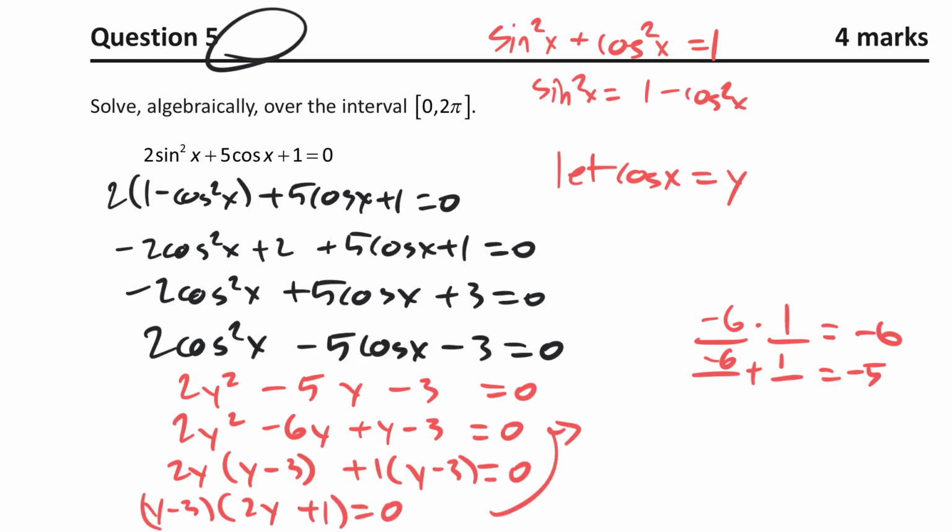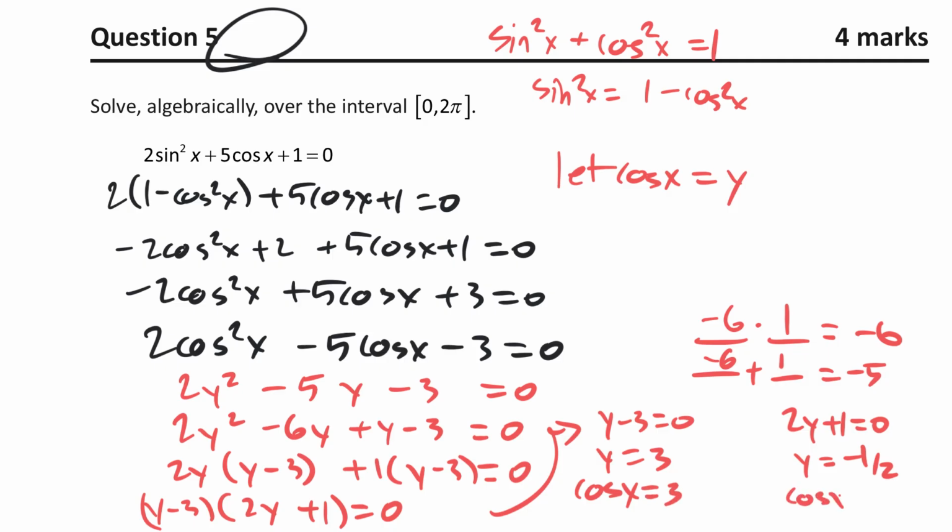And substituting it back in terms of cosines, well, I guess we could keep going here. This means y minus 3 equals 0, and it means 2y plus 1 equals 0. So y equals 3 and y equals negative 1/2. So now that we've fully solved it, we can put it back for cosines. This means cos x equals 3, and this means cos x equals negative 1/2.